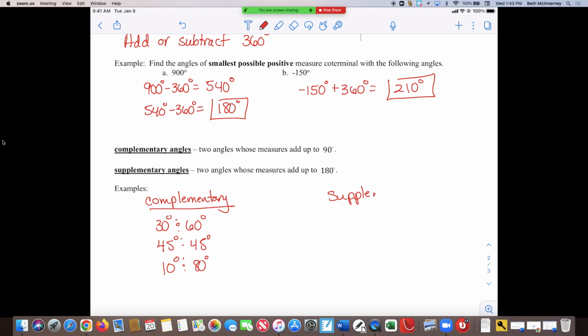Supplementary are two angles that are positive. Okay, we do need to say that they are positive. Two positive angles. Yes, let's clarify that. So they do have to be positive angles. Add up to 180. So I could do 30 and 150. I could do 45 and 135. I could do 60 and 120. I mean, there's just a whole bunch of them, right?